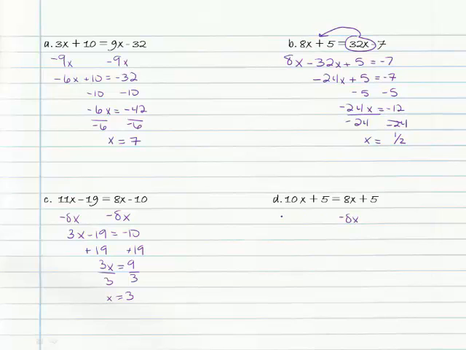If I subtract 8x from both sides, I get 2x plus 5 is equal to 5. Subtract 5, and I get 2x is equal to 0. I can divide 0. 0 on top is okay. I just can't have 0 in the denominator. 0 divided by any number is equal to 0.